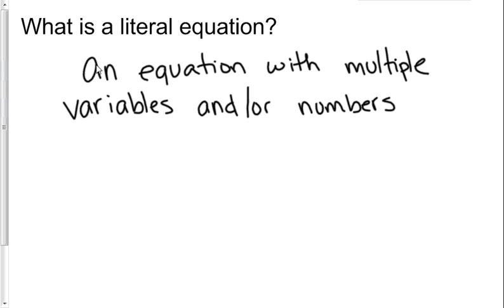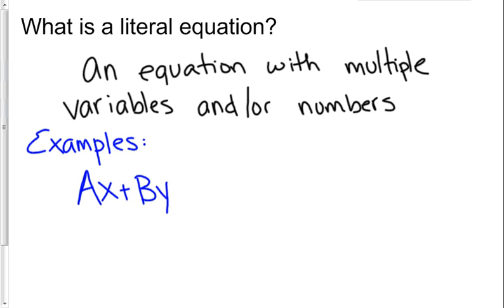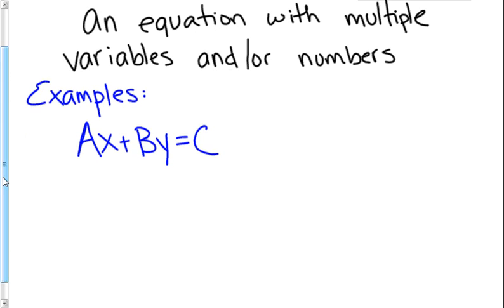What are some examples of literal equations? We've seen this one before, ax plus by equals c. That's a literal equation, has multiple variables. Okay. We can also put numbers in for a and b and c. So 6x minus 2y equals 12, for example. That's a literal equation.